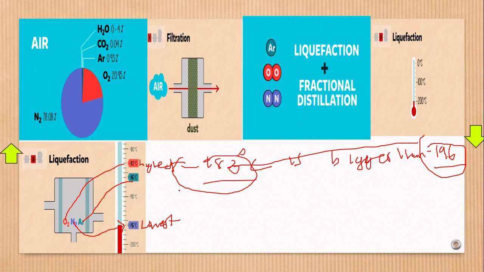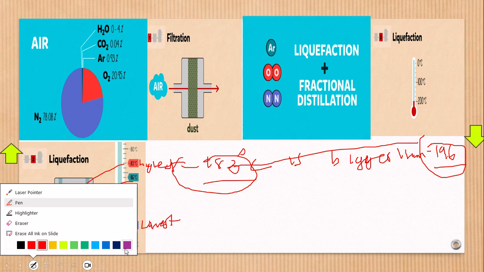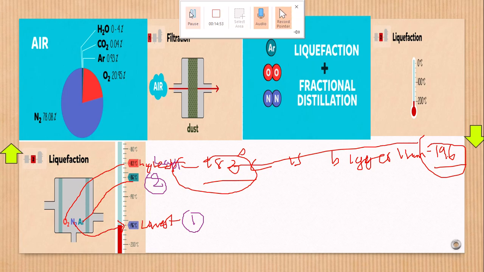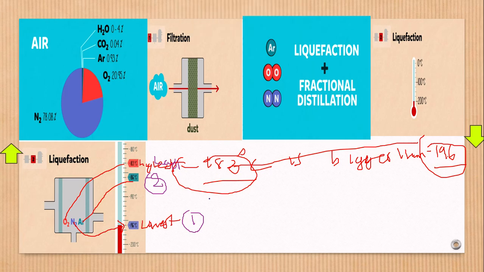Now the next step, we are going to carry out fractional distillation. But remember, in fractional distillation, the one with a low boiling point, the one at a low temperature, boils off fast. So the one that boils off fast will be this one, followed by this, and the one that will escape last will be this. Okay, so that's what we're trying to mean here. And now let's go to the next step.